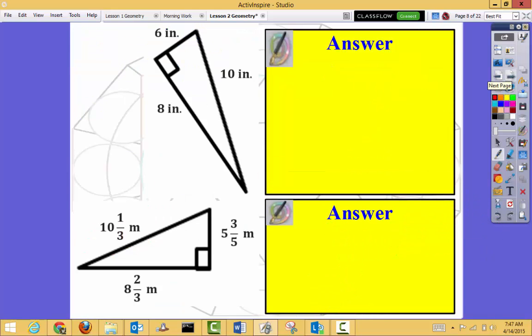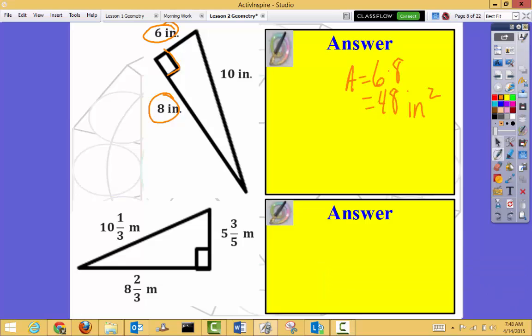All right, here's my next one. Again, this one's tilted a little bit, but all I'm doing is I'm looking for that right angle. So here is my base, here is my height. Area equals 6 times 8. My area equals 48 inches squared. All right, let's look at our next one.